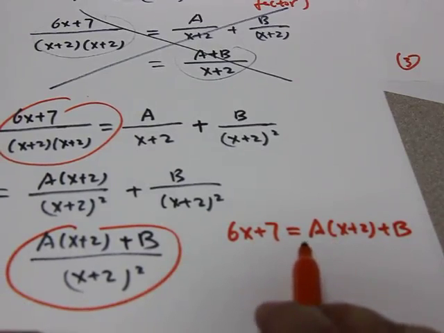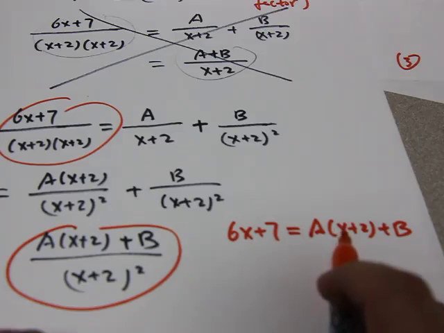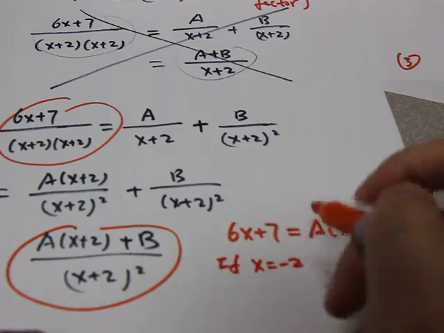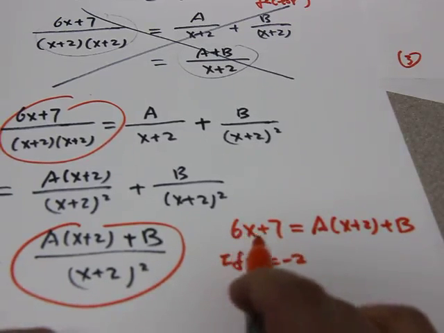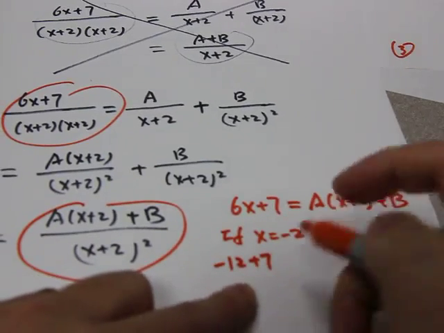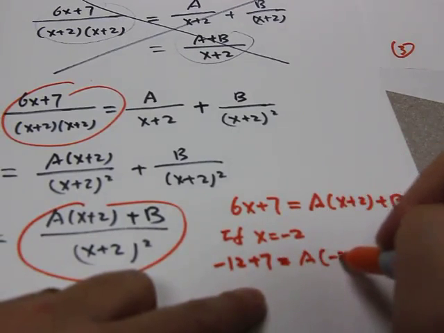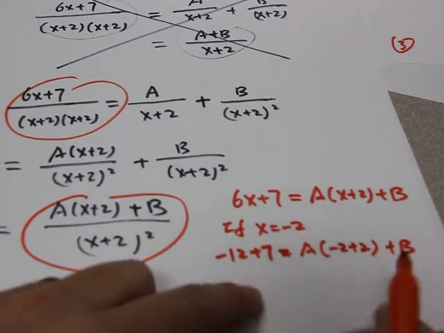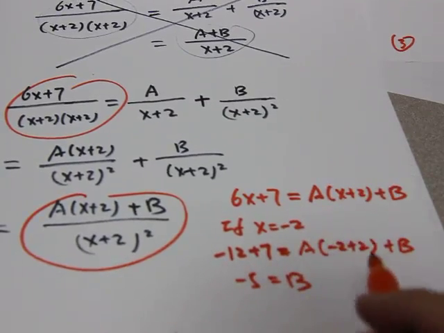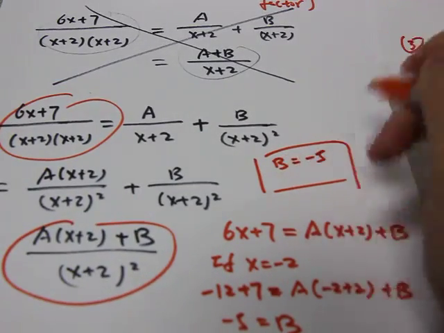Now let me use the second way to figure out A, B. So first, let's think about if we let x be negative 2, then over the left-hand side we have 6 times negative 2 plus 7, which equals A times (negative 2 + 2) plus B. So we have negative 5 equals B. So B equals negative 5. Okay, we figured out B equals negative 5.